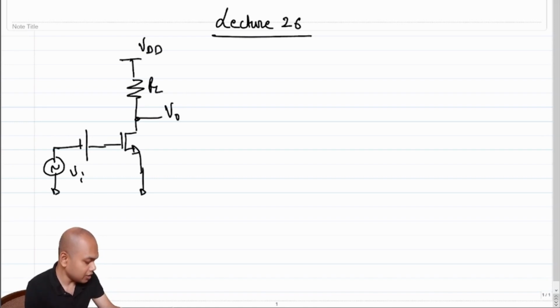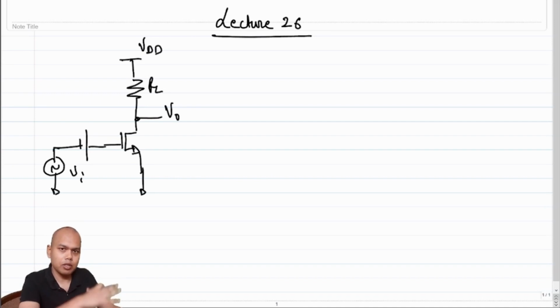So if we have to use larger RL, then we saw that it's not in our control to keep on increasing RL, right? Because if we keep on increasing RL, then what's going to happen? If the power supply is fixed and if I keep on increasing RL, then the quiescent voltage at V0 will keep on going down, and after some value of RL, the drain voltage of the transistor will go below the overdrive voltage, which essentially means that your transistor is gone out of saturation.